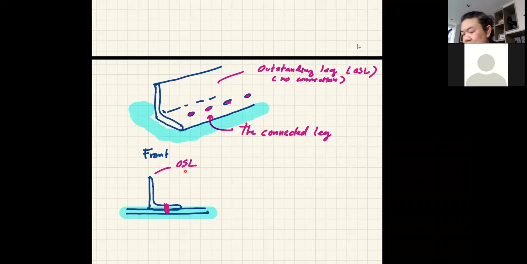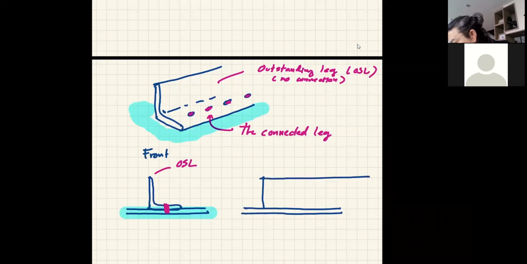So the outstanding leg becomes the element that we do not connect. So we're going to have the shear lag problem. All right. So the front view looks like this. The side view will look exactly like you have seen before. So the side view will look like this with the angle. Perhaps like that. So we have the angle thickness here. This is the side view with bolts, maybe 4: 1, 2, 3, and 4.